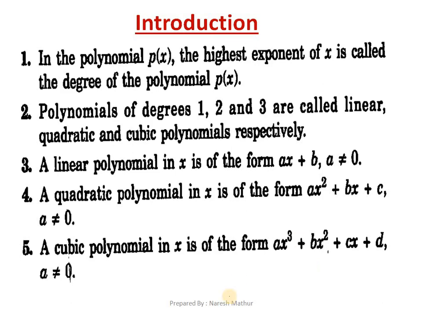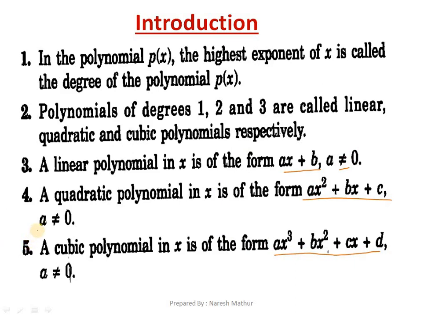The general form of a linear polynomial is ax plus b. The general form of a quadratic polynomial is ax square plus bx plus c, and the general form of a cubic polynomial is ax cube plus bx square plus cx plus d, where a can't be 0.